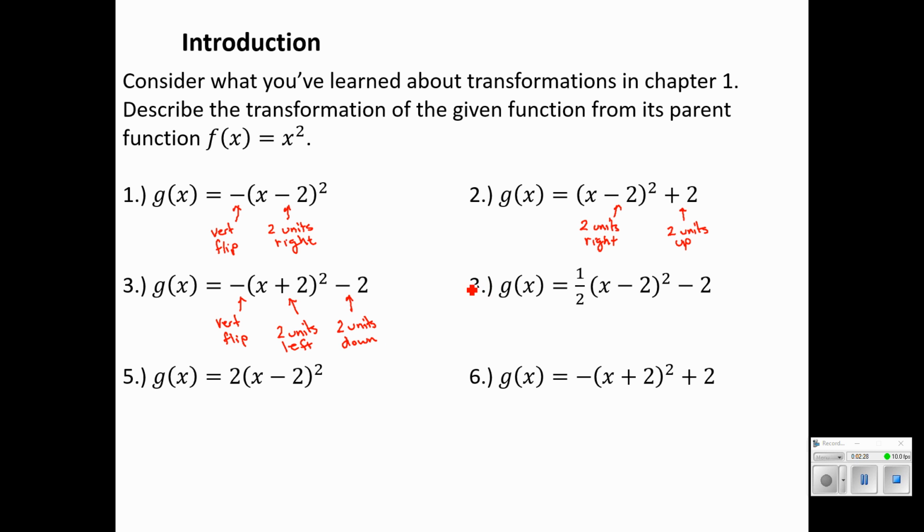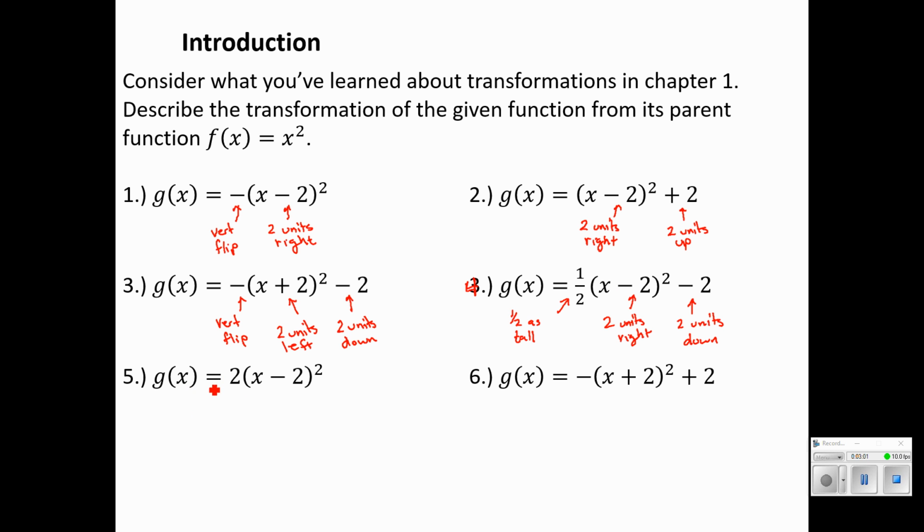And then this really should be number 4. Oops. Be careful when you copy and paste, viewers. All right, here we've got a 1/2. That's outside the function. It's affecting our output. It is 1/2 as tall. You could say vertical compression by a factor of 1/2. Then we've got our 2 units to the right and 2 units down. Again, noting the difference. What happens when we adjust inside versus outside?